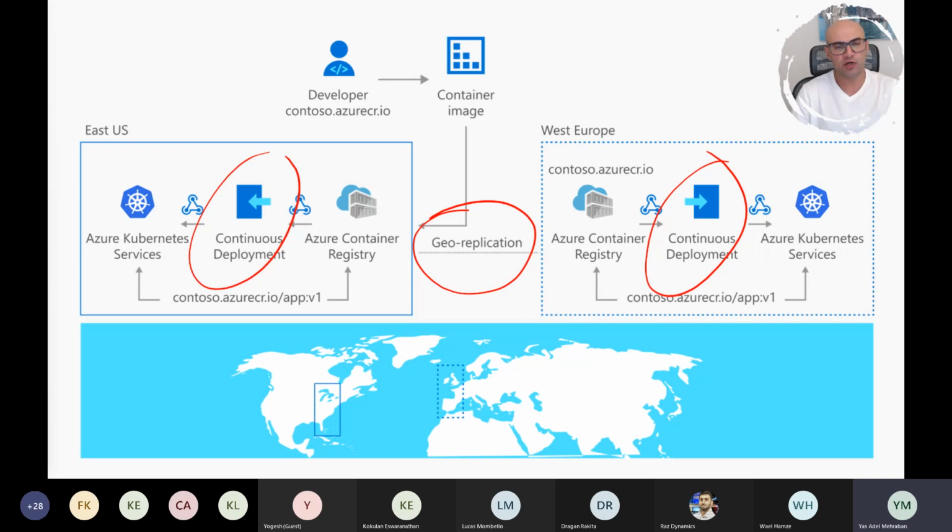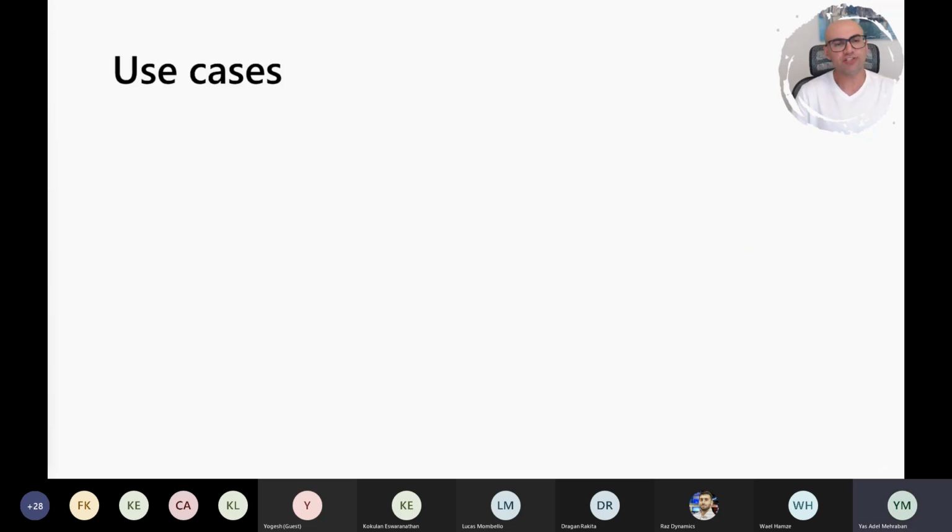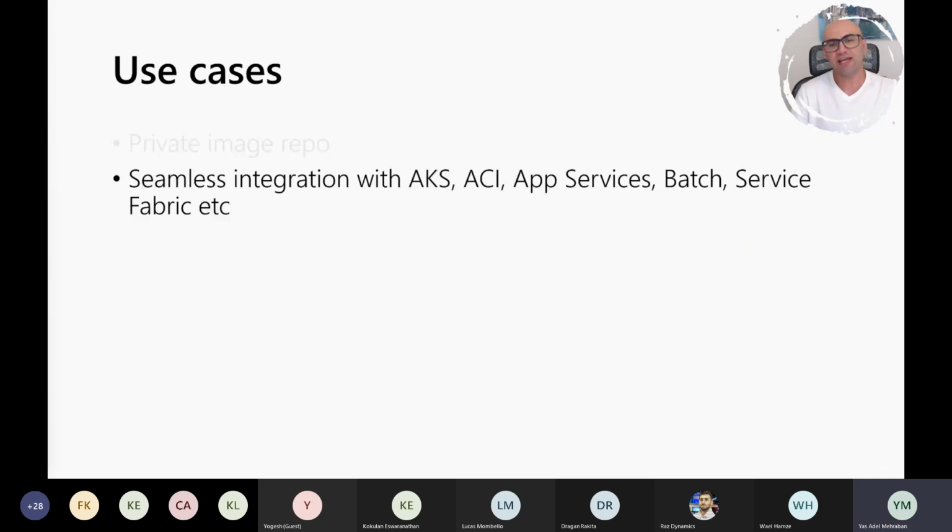So depending on the price tier, obviously you get more speed or less speed, but at the end of the day, it is a service that you need to really think about when you're working with containers within your Azure environment. So when do we use Container Registry? Let's recap. We use it if you wanted to have a private image repository. We use it if you wanted to have seamless integration with other Azure services, so AKS, Azure Container Instances, App Services, Azure Batch, Service Fabric, etc.